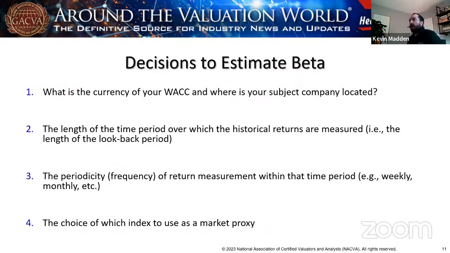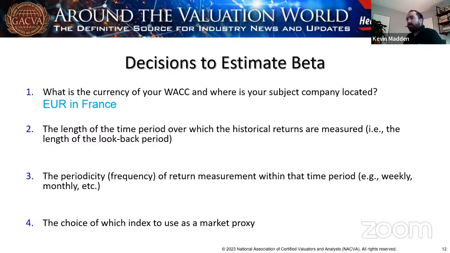So at a high level, what do we need to define and generate to estimate our beta? The first is, what is the currency of our discount rate or WACC? And where is our subject company located? As previously defined, our company is in France, and we're going to be valuing our company in euros.